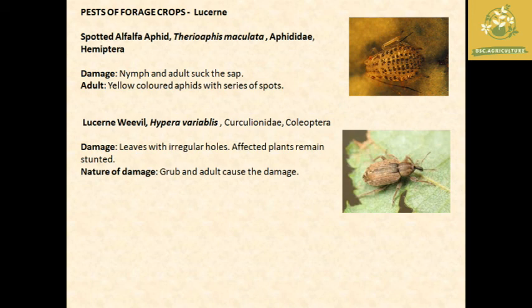And the lucerne weevil, where the scientific name is Hypera variabilis, the family is Curculionidae, and the order is Coleoptera. The major symptom of damage is irregular boreholes in the crop, and the remaining plants get stunted. The nature of damage is that grub and adult both cause irregular boreholes in the plant.